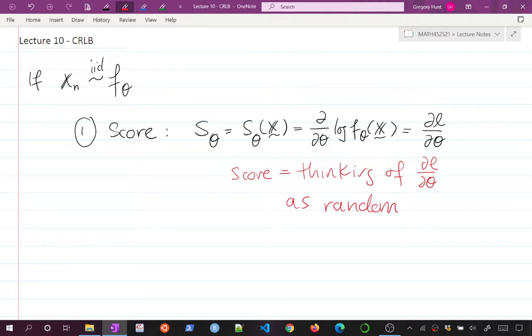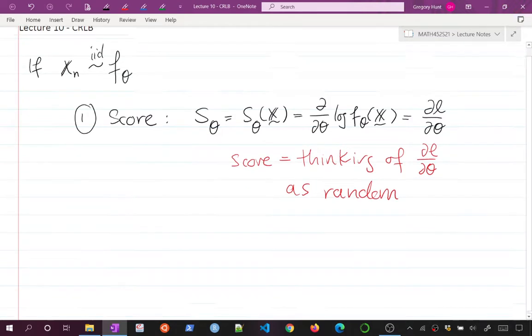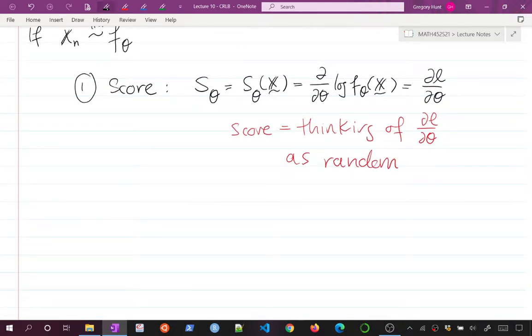Oftentimes you'd think of DLD theta as you have your fixed x's you observe, little x1, little x2, little x3, and then you could change the value of theta. Here we're thinking for a fixed value of theta. You could think of it as a function of the x's, and then we're going to pretend that those x's are actually the random sample, the capital X's. So it's just like thinking of this score, the derivative of the log likelihood function, as random.